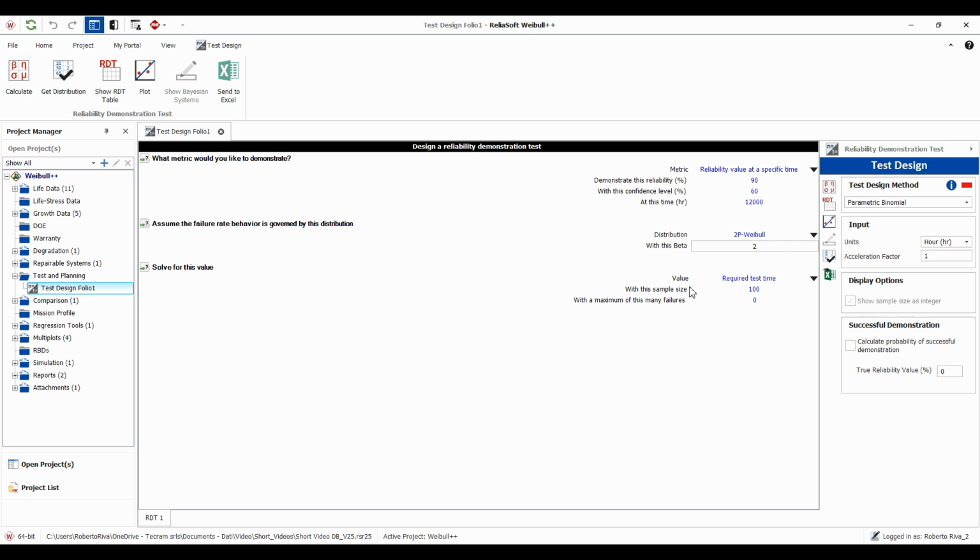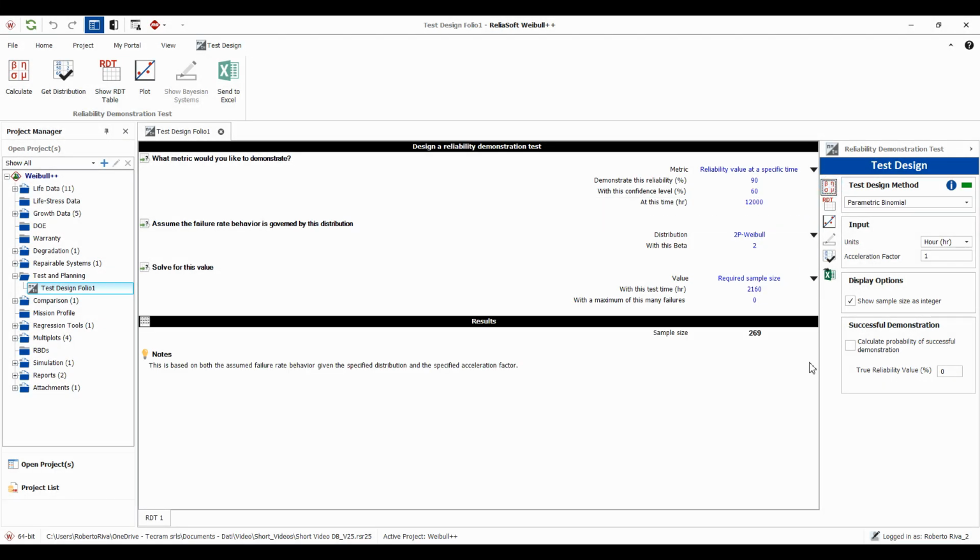And the final part instead is what we're trying to solve for. So we are trying to solve for a test time. So in other words, how many hours we're going to test our unit. And obviously we've got to supply how many units. So if, for example, we have 20 units available, it will calculate the test time for the 20 units. Alternatively, say we have a test time available, say 3 months, so 2,160 hours. We want to calculate the number of units that we need.